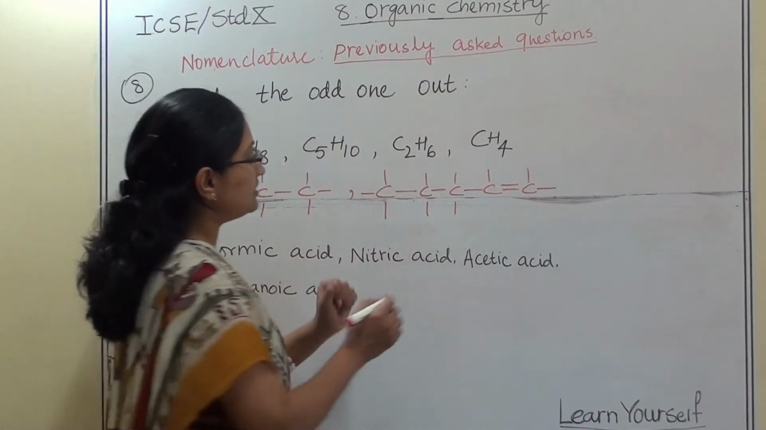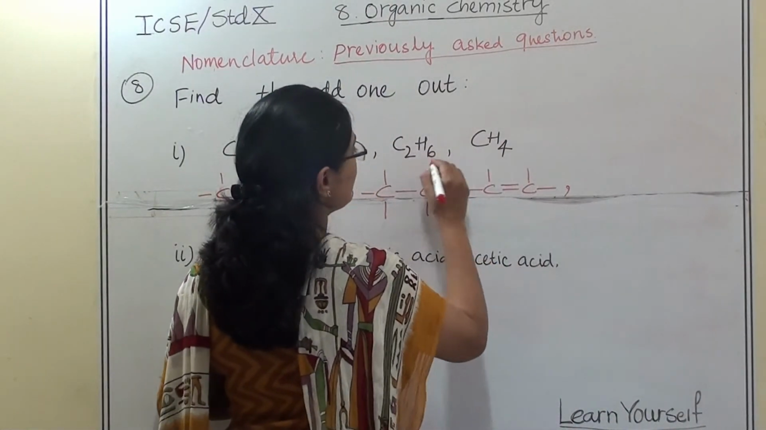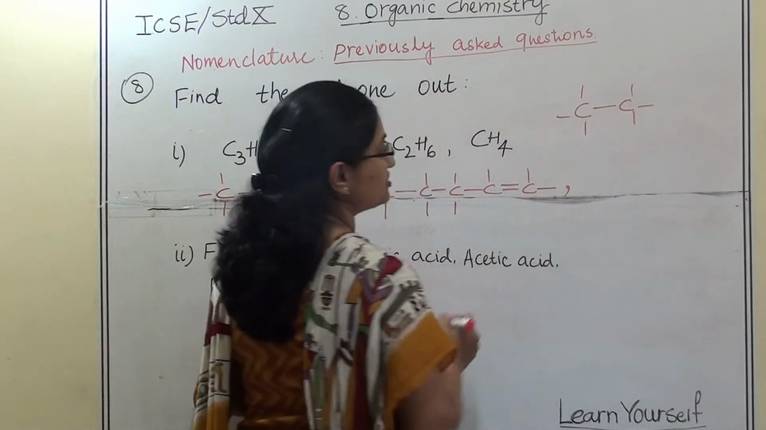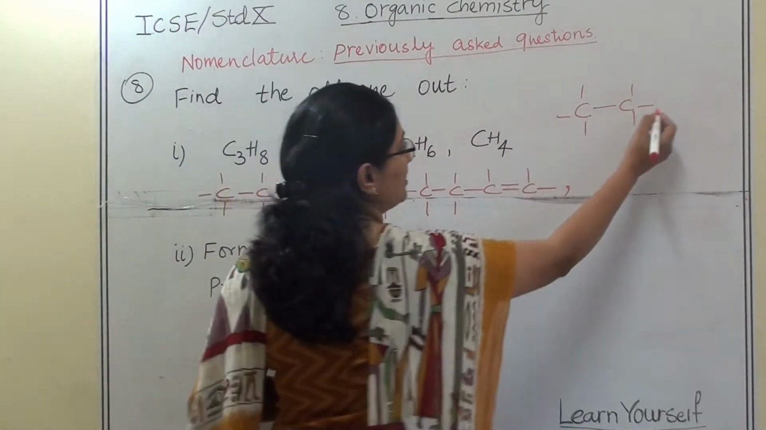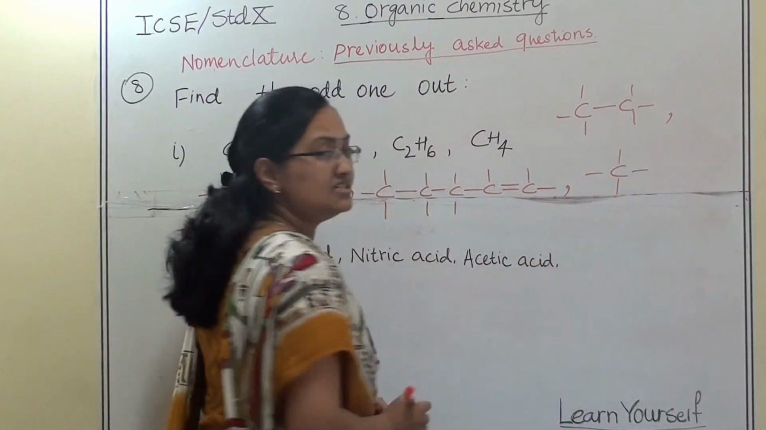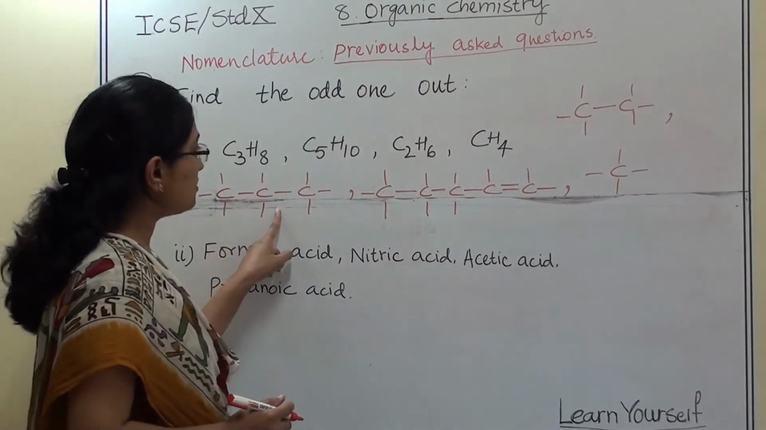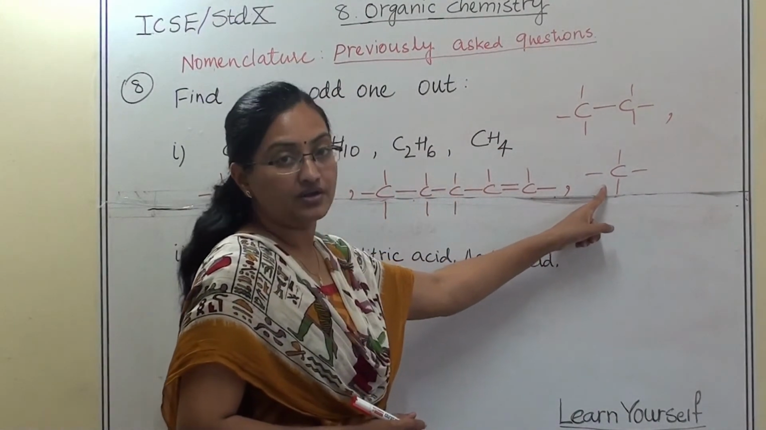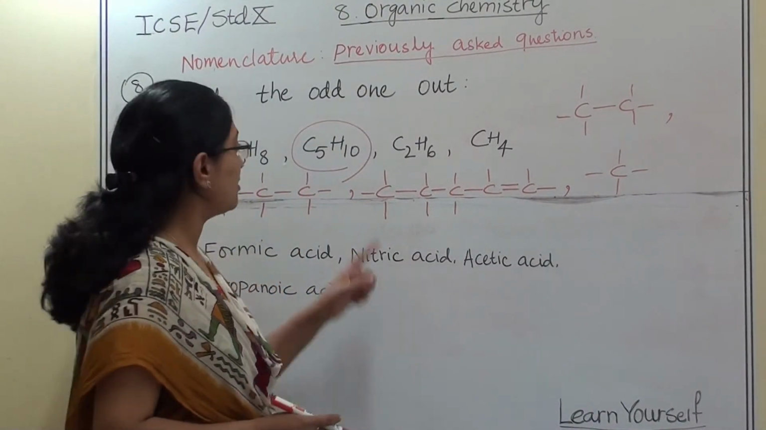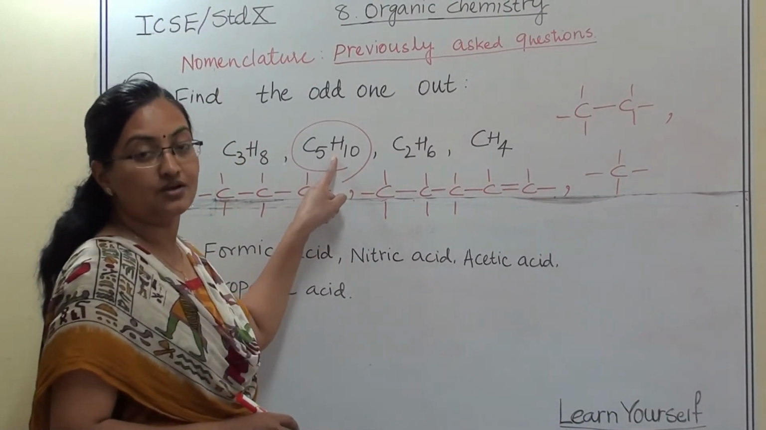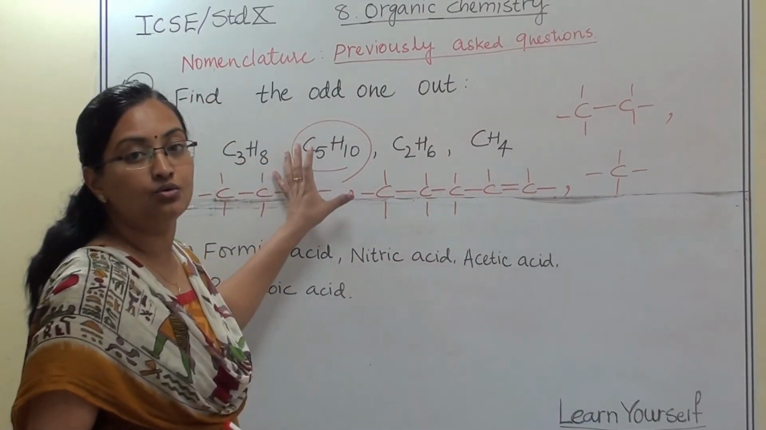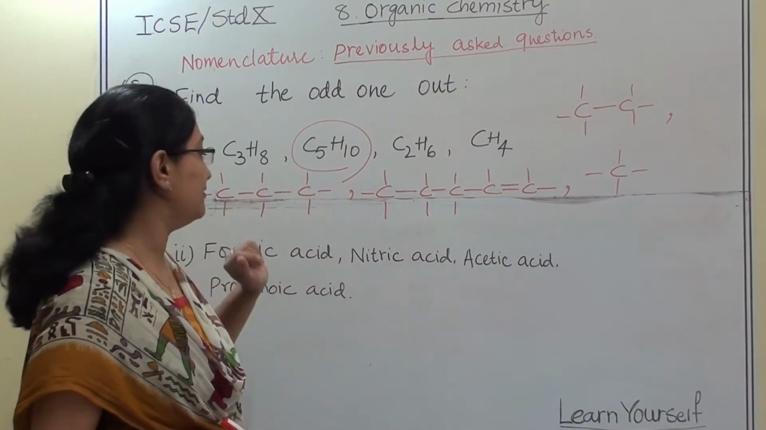Now let us take the third example, that is C2H6. 2 carbons and how many hydrogens? 6 hydrogens. So this is again an alkane. And the last one is CH4. Obviously it is an alkane, it is methane. So if you see, all of these 4 are single bonded, where only this is an alkene, a double bonded hydrocarbon. So this is going to be the odd one out. And what is the reason going to be? The reason is among all the alkanes, this is the only alkene, a double bonded hydrocarbon.